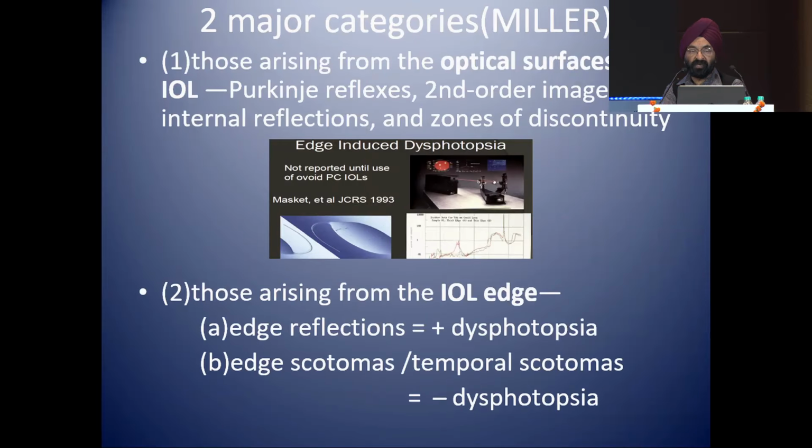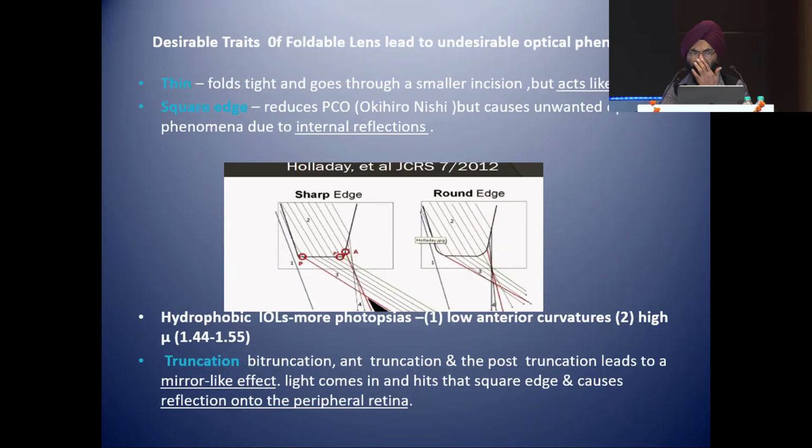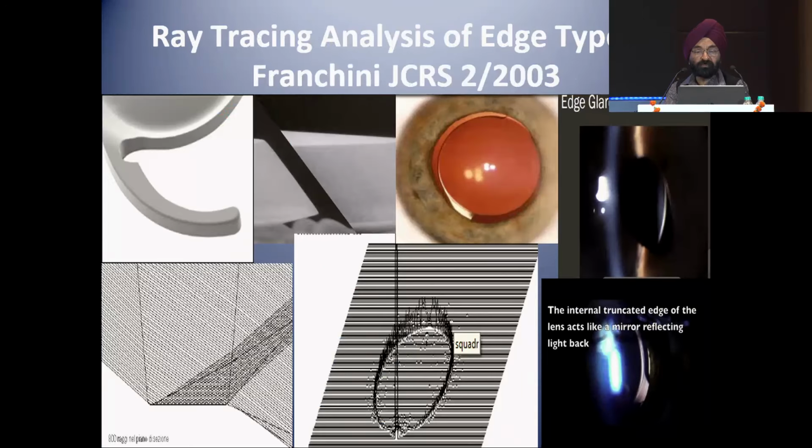So there are two major categories. I'll talk mainly about those arising from the IOL edge. Edge reflections are called positive dysphotopsia, and edge scotomas are called negative dysphotopsia. We wanted some desirable traits in our foldable lenses, which have led to undesirable optical phenomena. We wanted a thin lens to go through a small incision, but it acts like a mirror. We wanted a square edge to decrease PCO, but it caused internal reflections. Hydrophobic IOLs were supposed to cause less PCO, but they cause more photopsias compared to hydrophilic ones because of low anterior curvature and high refractive index. Truncation, bitruncation, all cause mirror-like effects.